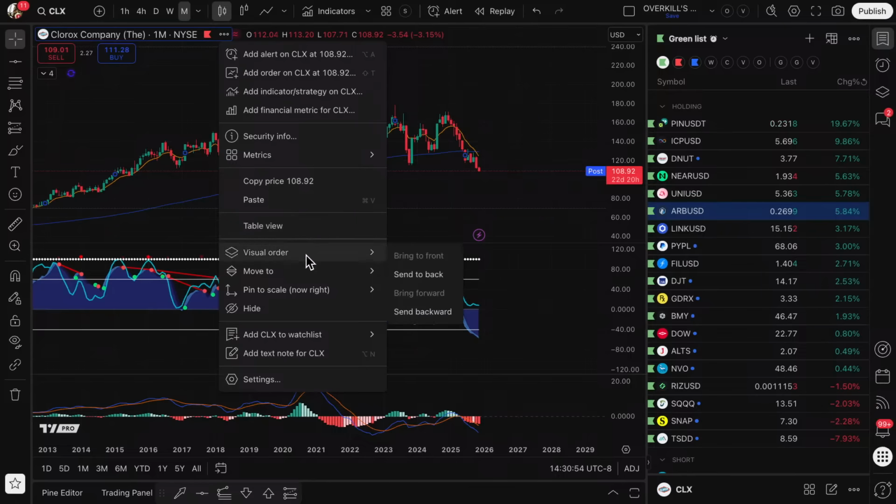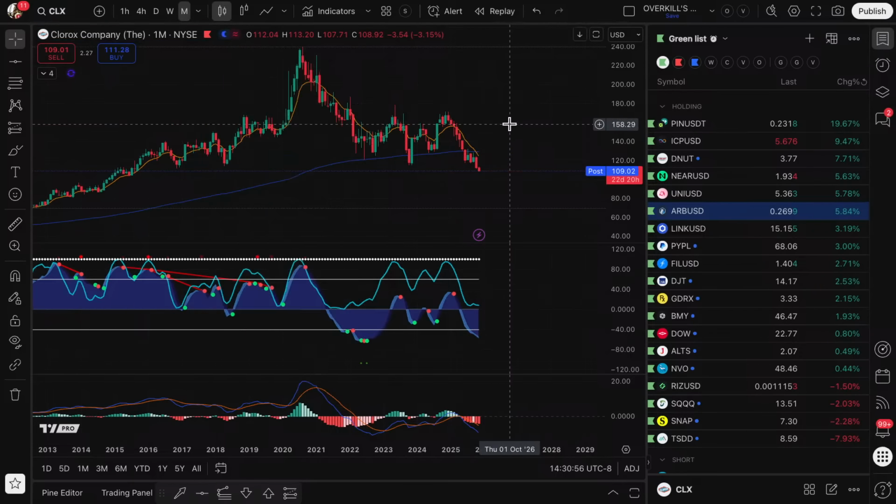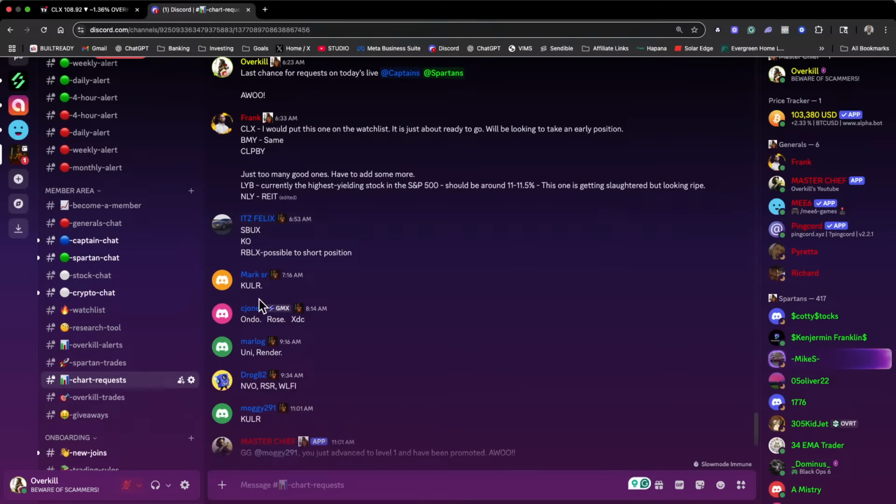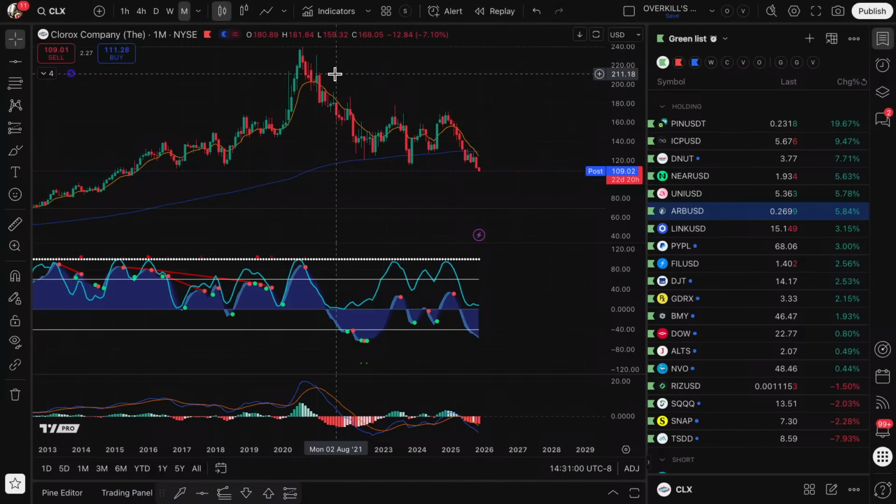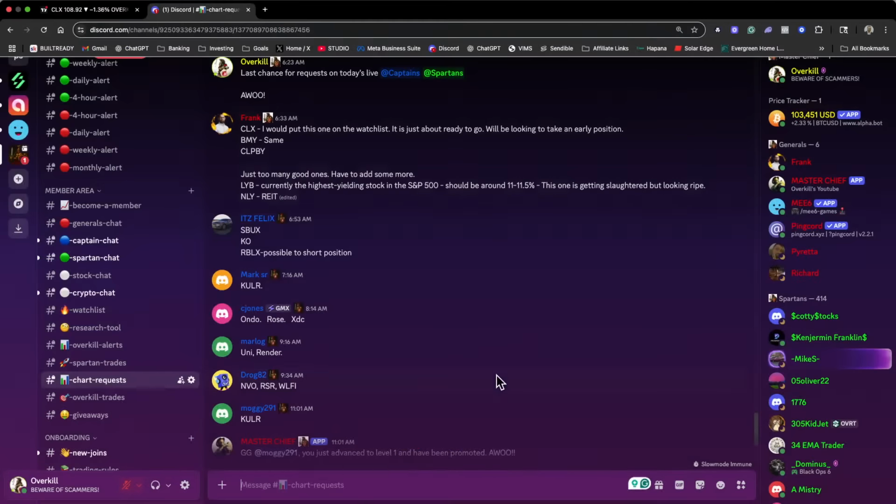Let me go ahead and add that one. If it's not, no, it's in the watch list. So we're just waiting on the monthly signal for Clorox, but I like the pullback. I mean, that thing was up here at 240 back in COVID. Remember, everyone was all concerned about COVID, so they were buying Clorox wipes and stuff. 240 all the way down to 108. Again, we just need the signal.